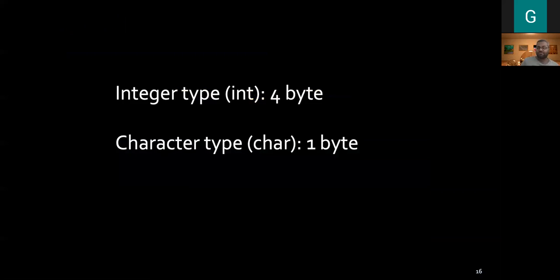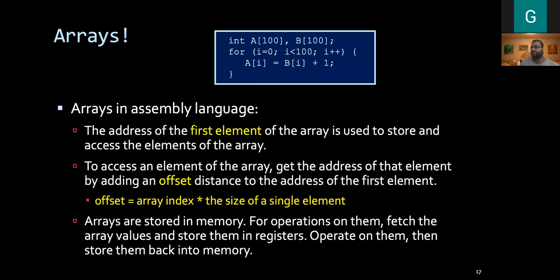Just a reminder again, integers are 4 bytes and characters are 1 byte. Okay, so let's look at actually how arrays work now. Arrays in assembly are very similar to how arrays work in C. I'm guessing most of you have already used C because you've done A48.